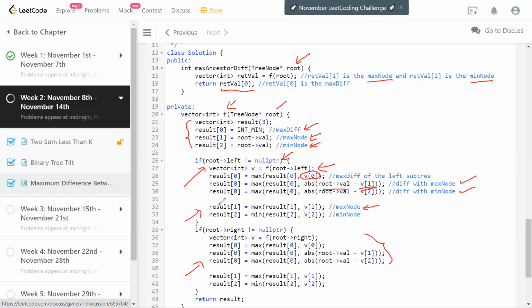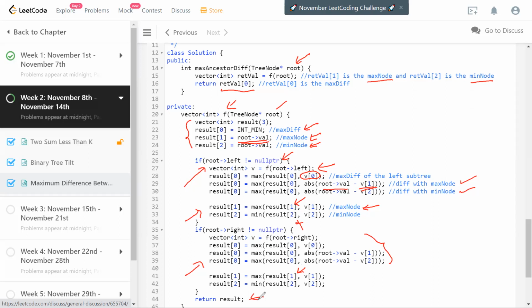So result of one is going to be the max, because for max node and min node there are three contenders: the current node itself, the result of the left subtree, and the result of the right subtree. So for the max node, to start with, it is the root itself, and then I'll compare that with the max of the left subtree and the max of the right subtree, right? In a similar way we are going to do it for min node also. So that's how I'm going to return a result which has all the three values.